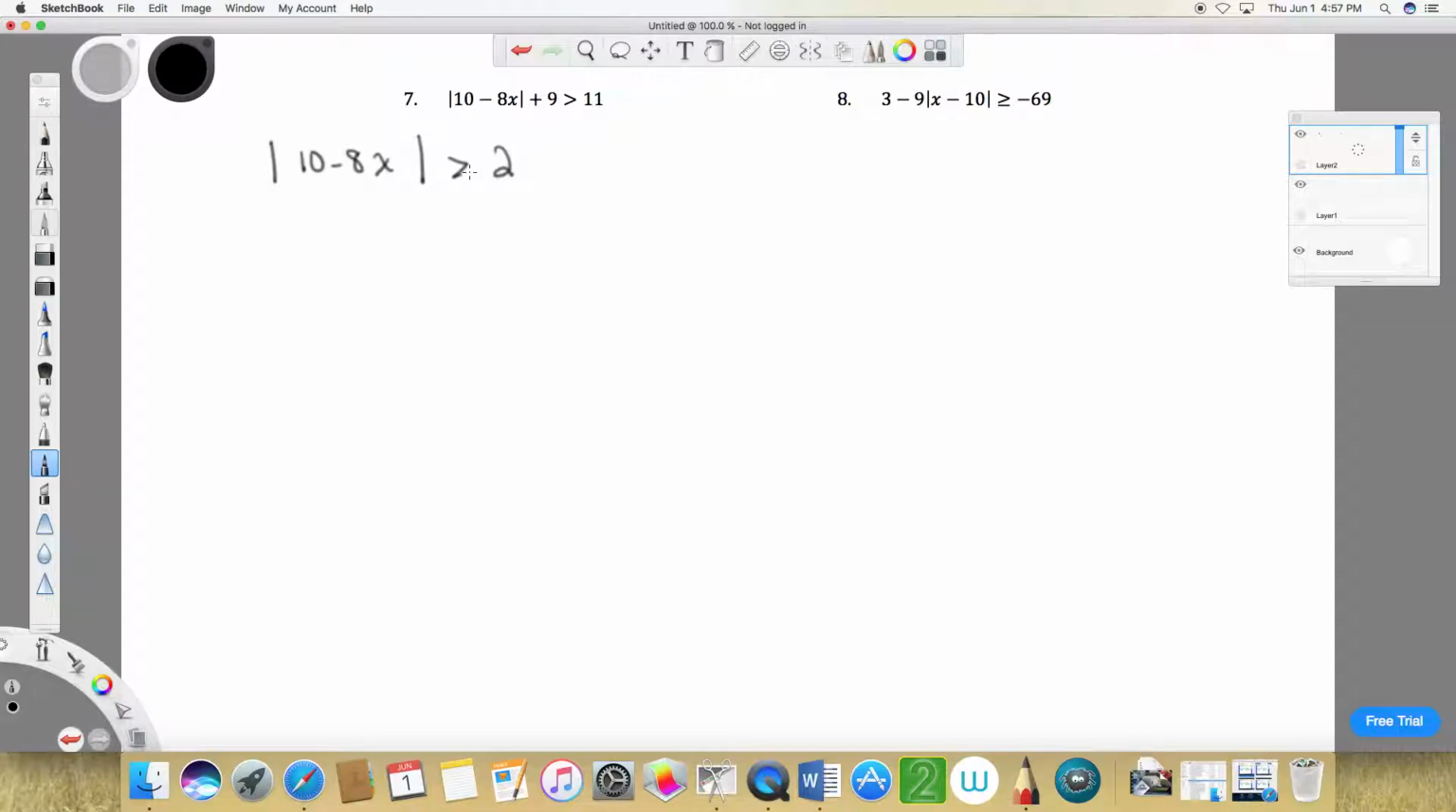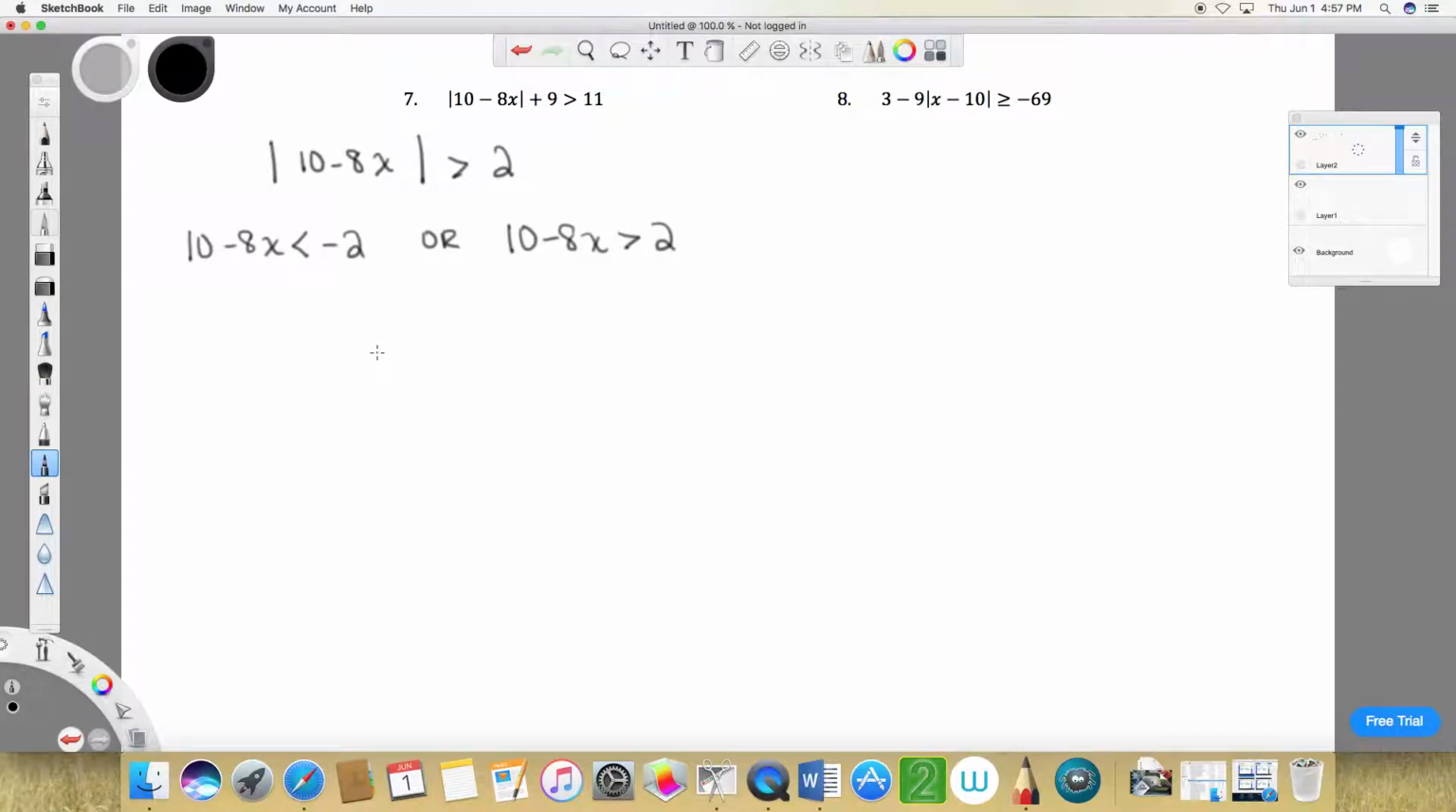So I know that my shaded region is going to be away from the middle. It's going to be in the tails. Let's drop the absolute value and write it as 10 minus 8x, change the direction of the arrow, and change the sign of positive 2 to negative 2. Now, this is creating a compound inequality, and for our second part, we simply drop the absolute value symbols and keep everything else the same.